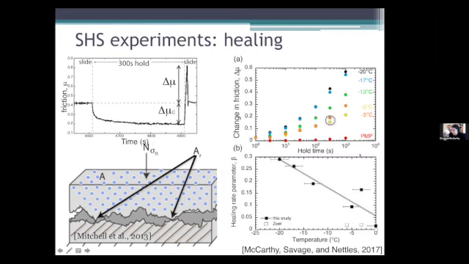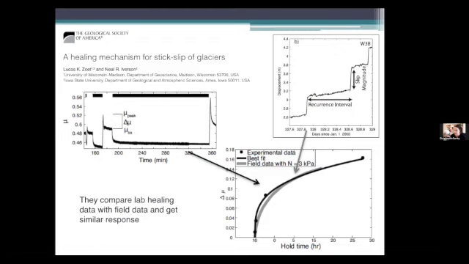And so we plot our data as a function of temperature and as a function of hold time here, and you can get a value for what's called healing for these various ice interfaces, and we describe that as a function of temperature in our paper. And similar experiments, different geometry.